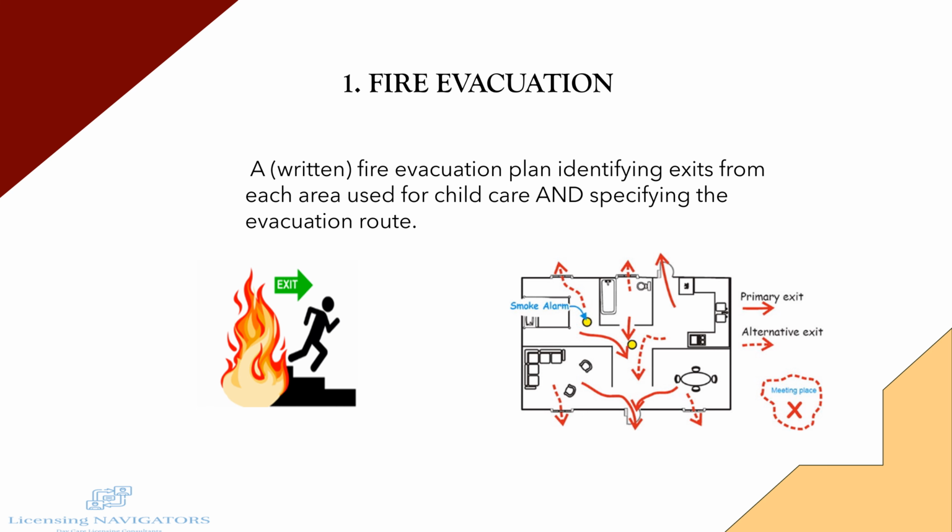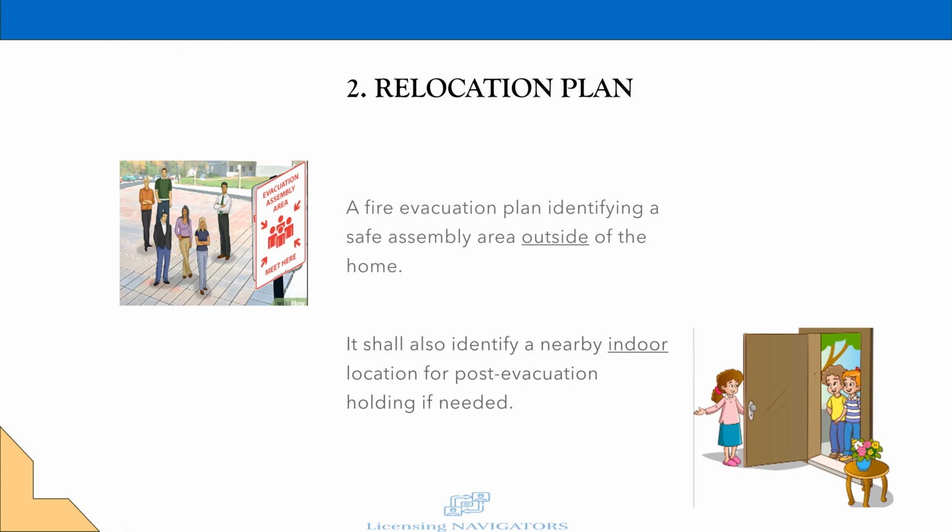First, your emergency preparedness plan should include a fire evacuation plan. This is a written fire evacuation plan that identifies exits for each area used for childcare and specifies the evacuation route. Your fire evacuation plan must also include a relocation plan.